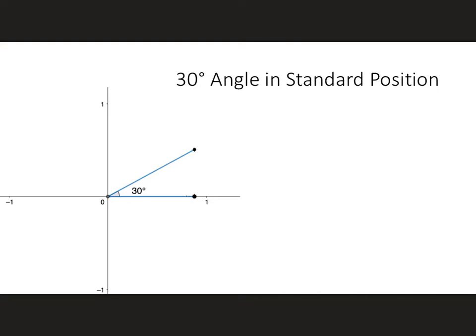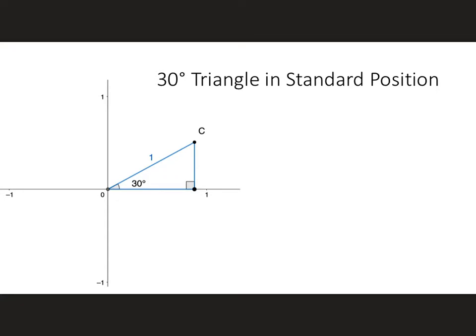So here's a 30-degree angle in standard position. You'll notice the initial side along the x-axis and the terminal side up here. I'm going to make this angle into a right triangle by extending this line here and make it a 90-degree angle with the base. Great. I'm going to give the hypotenuse a value of 1 just to keep it simple. Oh, but wait a minute. Isn't this a special right triangle? It is. We have a 30, 60, 90 special right triangle.